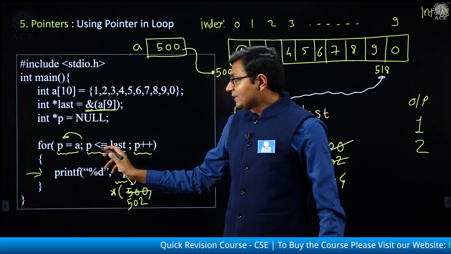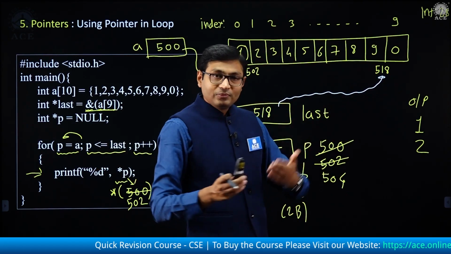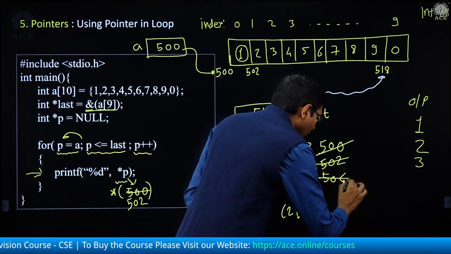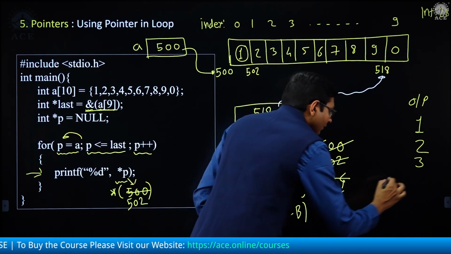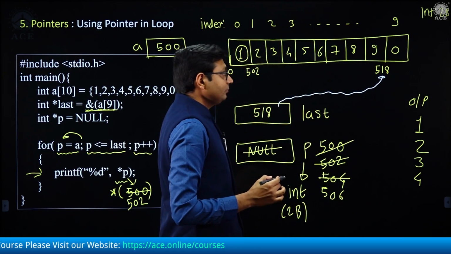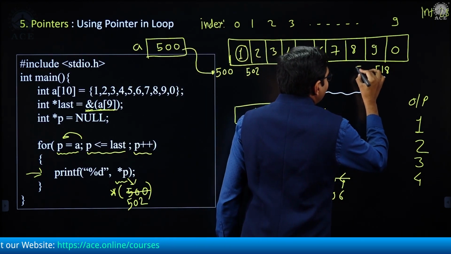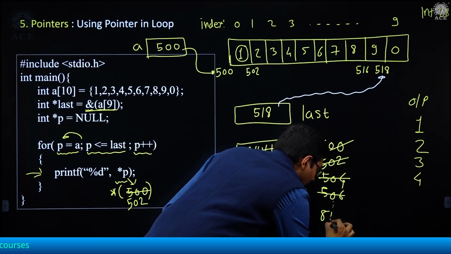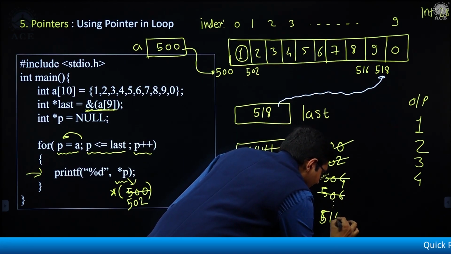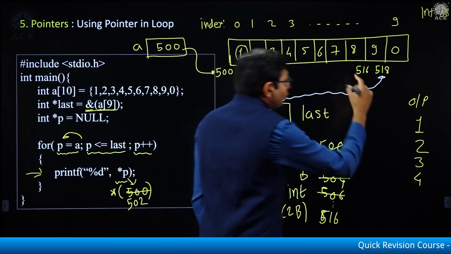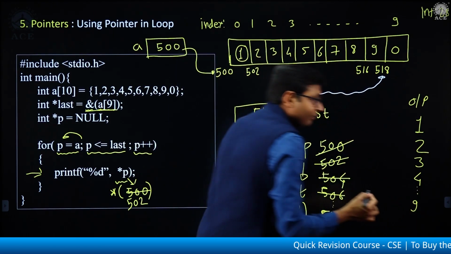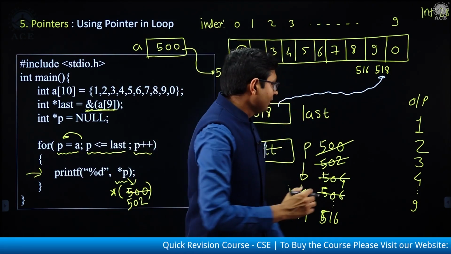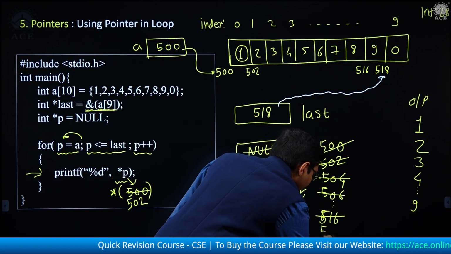And 504 less than or equal to 518. Yes, again. So that's why 3 will be printed. Again, this will be modified. 506. 4 will be printed. So let me put the address here, 516, isn't it? So eventually it will reach 516. So 9 will be printed. Alright. One more time, P++, that is 518.